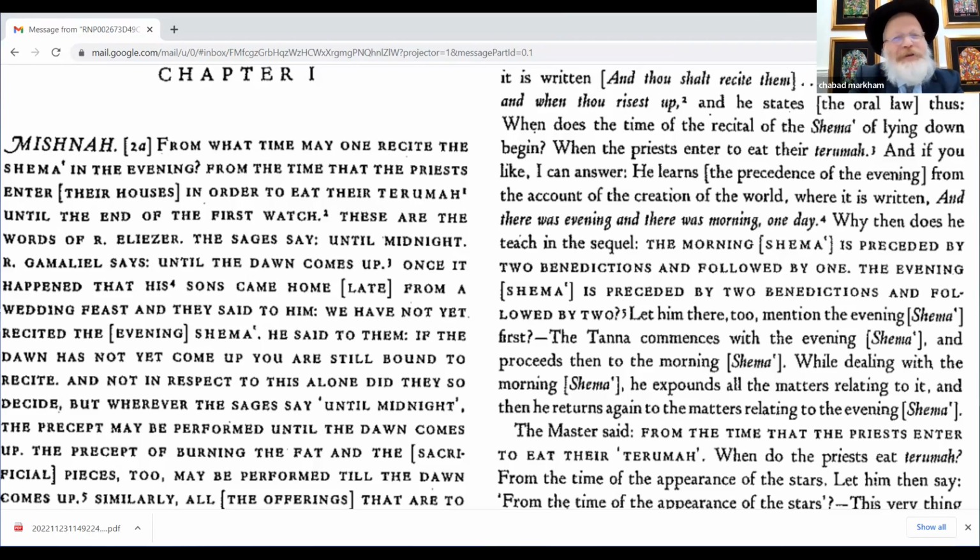So maybe he was worried about them. They were walking, right. So he was really worried. So he was up till early in the morning, yeah. And they said to him, it was already after midnight. We have not yet recited the evening Shema. He said to them, if the dawn has not yet come up, you are still bound to recite. Not giving them a break. Still got to daven. Still got to say the Shema.